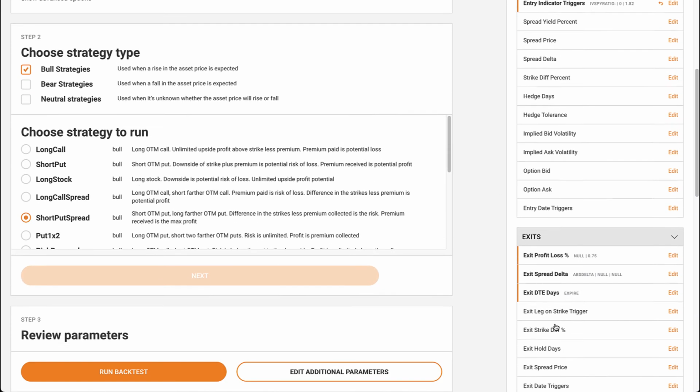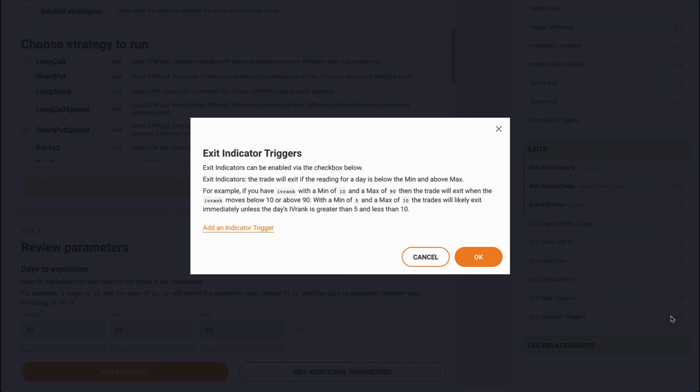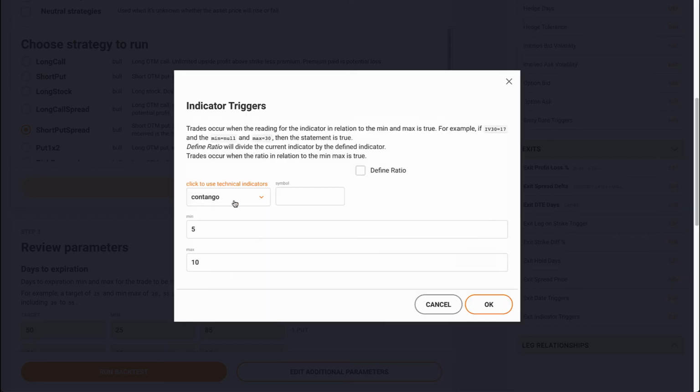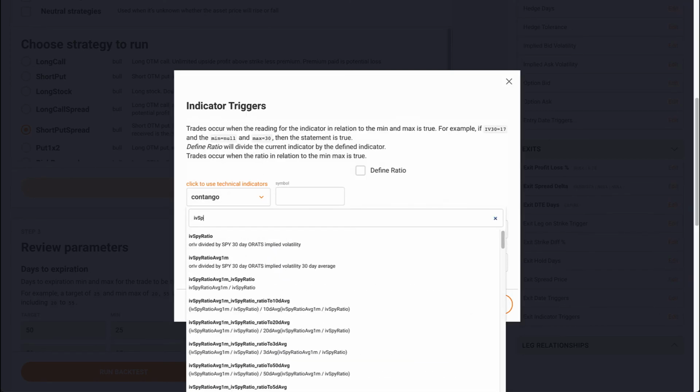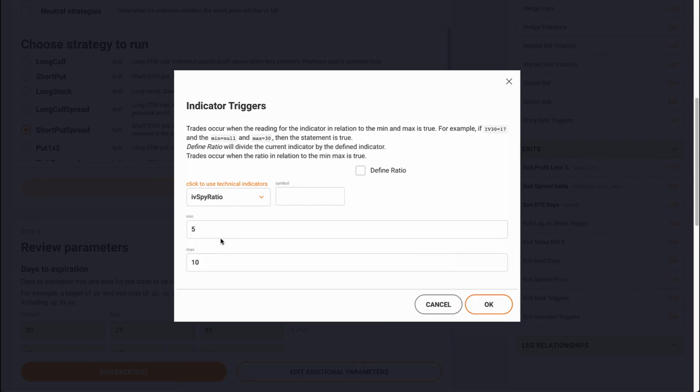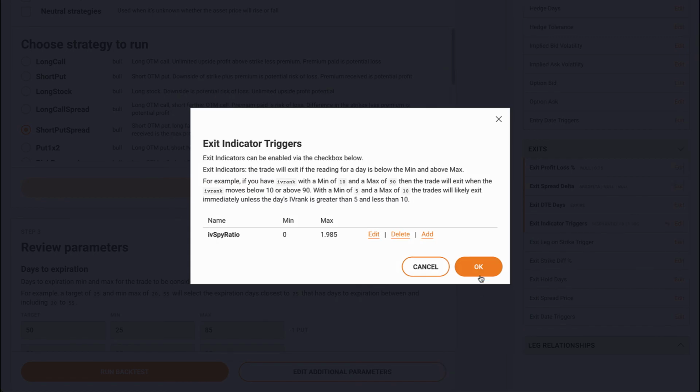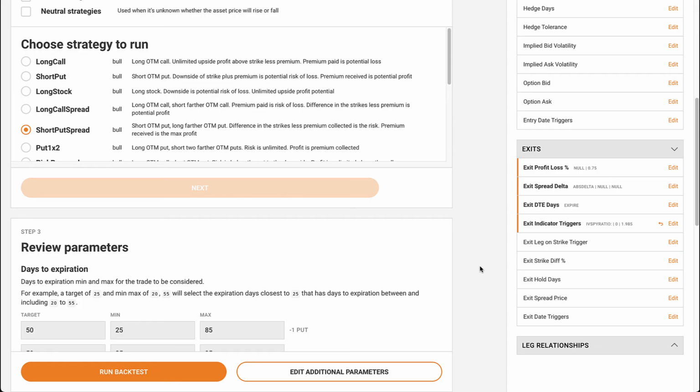Now let's add the exit indicator trigger. We'll do the same process but in the exit parameters tab. The min value for this will also be 0, and the max will be 1.985. The backtester will only enter the trade if the reading for the indicator is between 0 and 1.82. The backtester will exit the trade if the reading is below 0 or above 1.985.